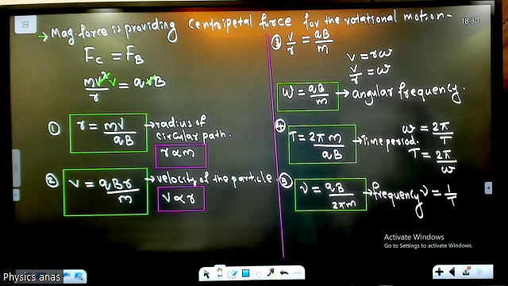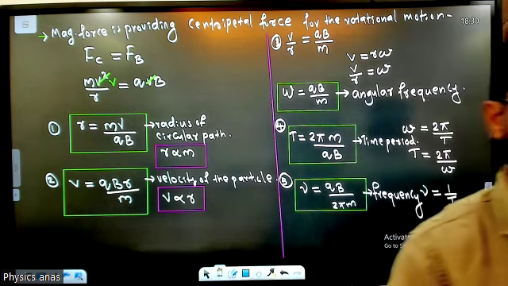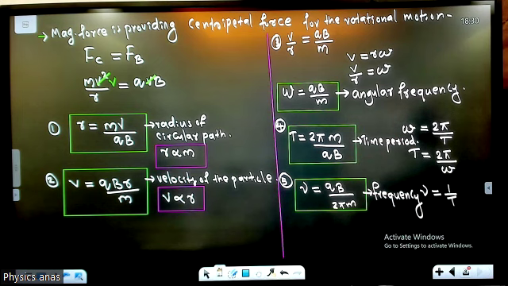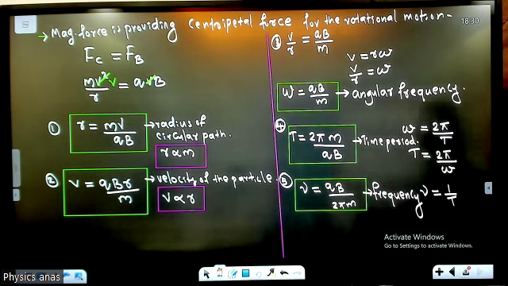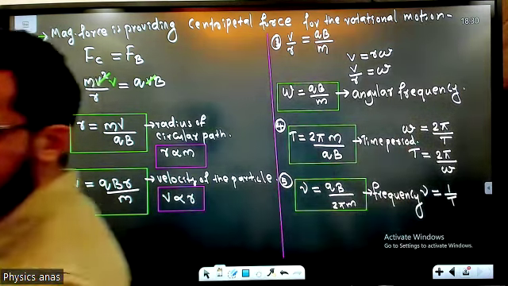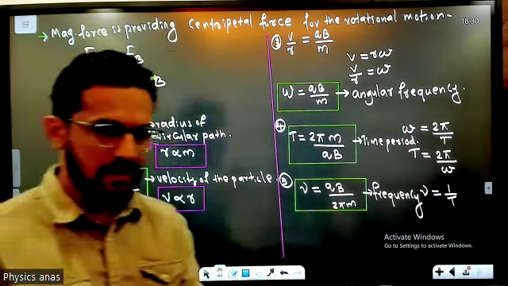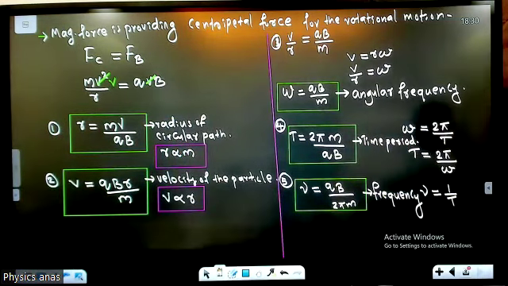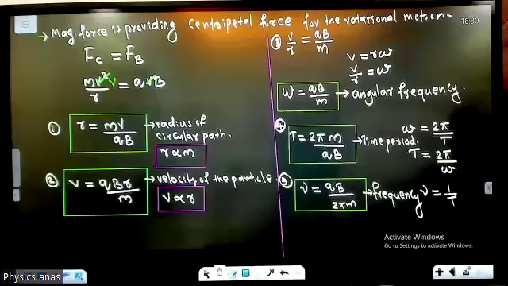Okay? Can we discuss the next topic? Yes, the third case. What was the first case? Charge entering parallel or anti-parallel. What was the second case? Charge entering perpendicular to the magnetic field.